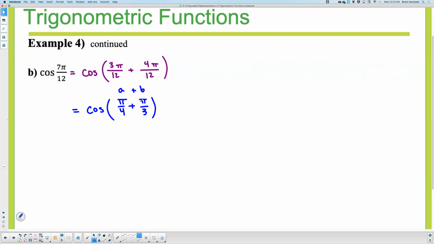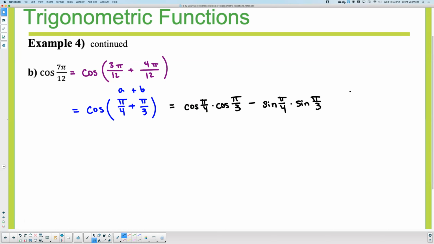So this is a cosine sum formula. So what is the sum formula? Cosine of A plus B is cosine A times cosine B, minus sine A times sine B. Cosine's formula changes. So it's a plus there, it becomes a minus over here. Minus sine A times sine B.